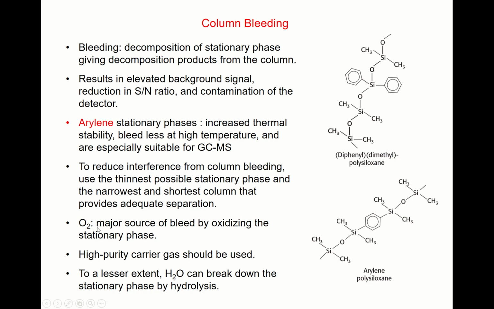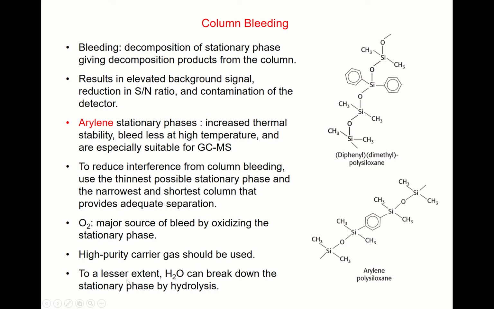Oxygen is a main source of bleed by oxidizing the stationary phase. When oxygen enters the column, it may react with the stationary phase. Oxygen is a very active chemical, so you have to block the oxygen from entering. High purity carrier gases should be used. For example, when you use helium gas, first you pass the helium gas through an oxygen trap. Otherwise, a little amount of oxygen may be in the carrier gas.